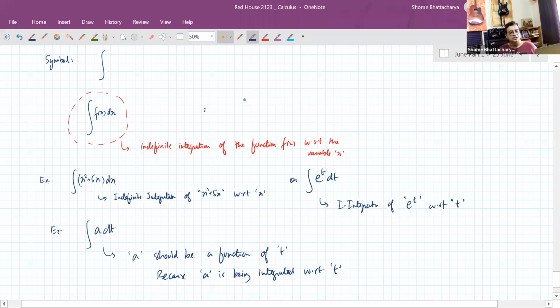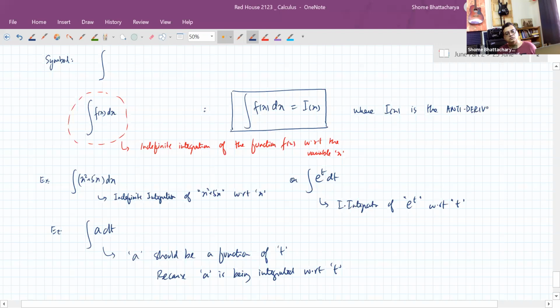Now what this operation results in: this operation results in the antiderivative. So the output that this operation gives us is the antiderivative of f(x). So this is the meaning of the operation. What it gives us is the antiderivative.